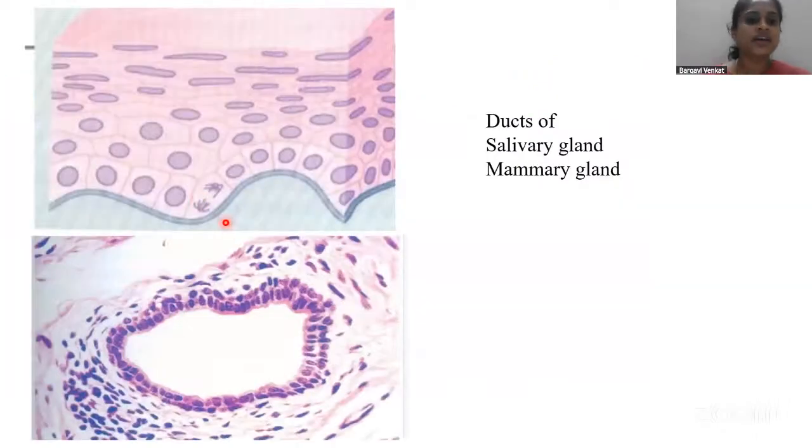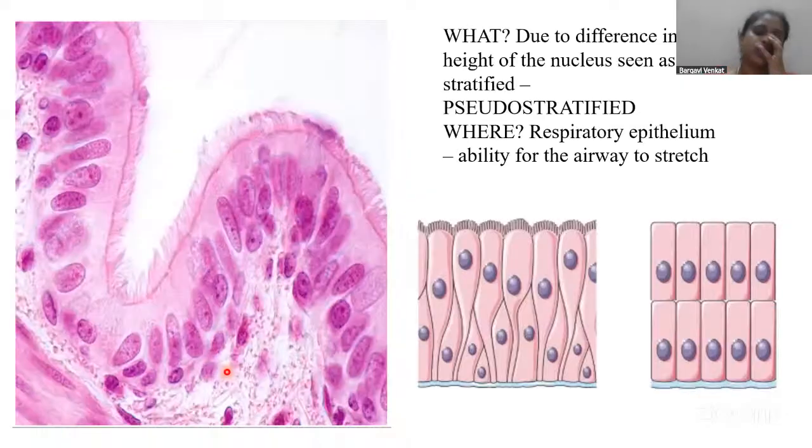Now, this is your stratified cuboidal epithelium. Can you see the cuboidal cells arranged in two layers surrounding the duct? This is the duct of your salivary glands, the excretory ducts, where you can see two layers of cuboidal epithelium arranged surrounding the duct. So this is your stratified cuboidal epithelium. Now coming on to the pseudostratified.